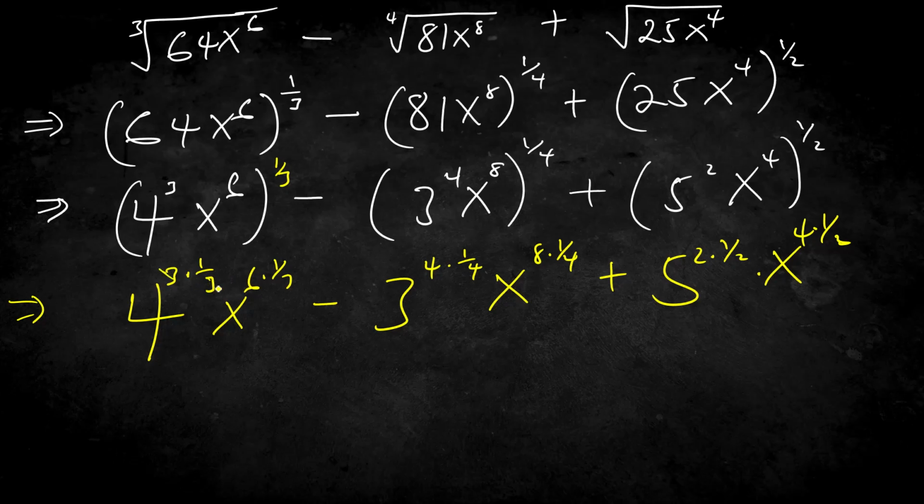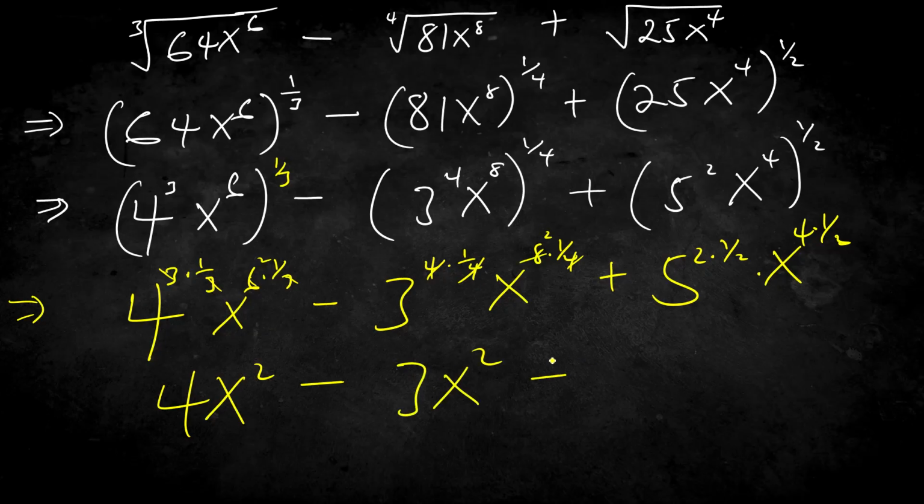So this side will cancel and this side here too. So we have 4x squared here, minus this one will cancel, so we go here, 3x squared. This will cancel here, 2, plus 5x squared.